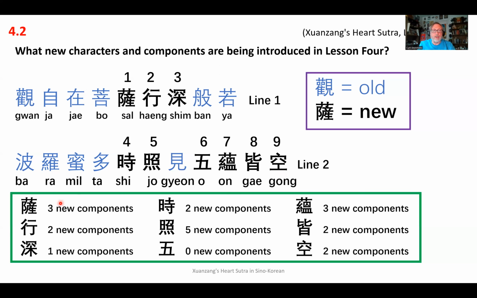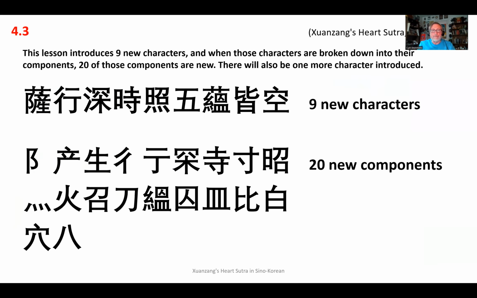Now, for each of these characters, in one case the character doesn't introduce any new components. The character for the number 5, but all the other characters do introduce new components, and this is how many are contributed by each of those characters. So that brings us up to a total of 9 new characters, which have 20 new components, and there'll be an extra character that I'm going to throw in at the end to round it up to make a nice round total of 30.